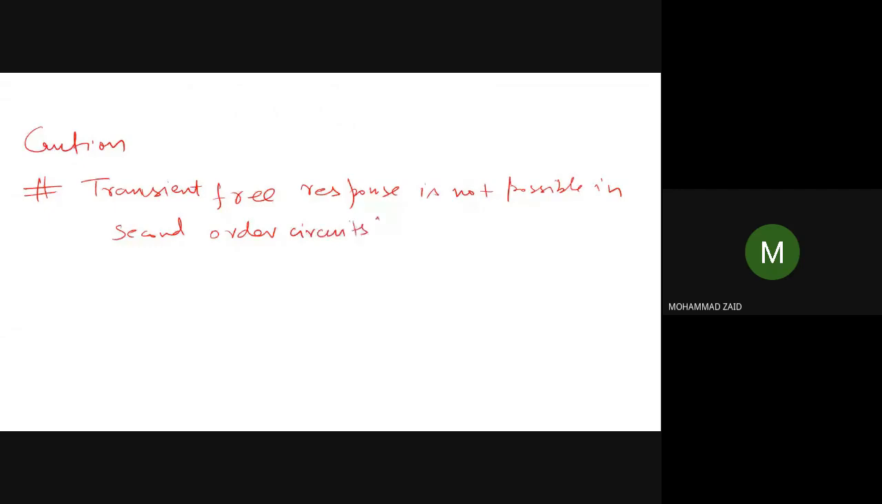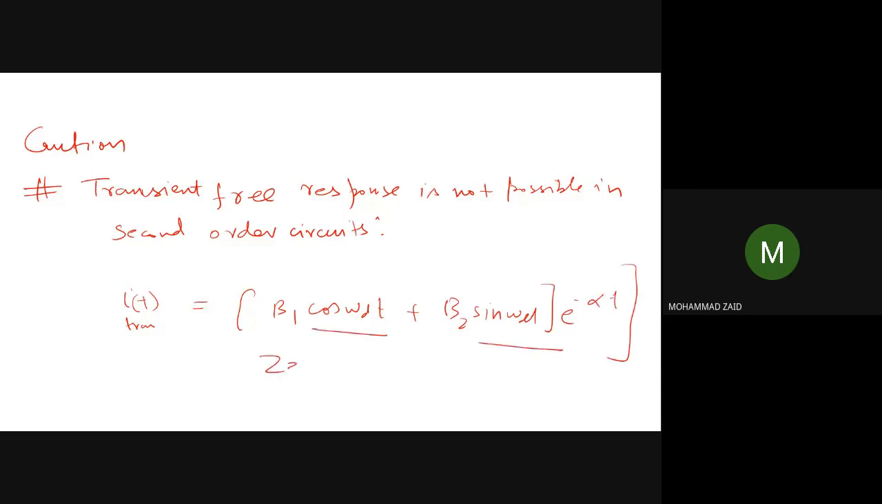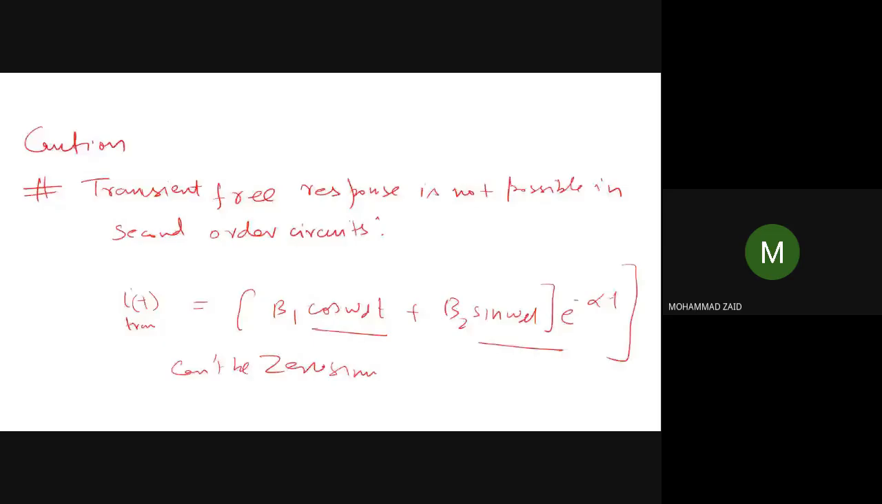Because in a second order circuit, if you have an underdamped response, the transient will be, as you have already written, B1 cos of omega dt plus B2 sine of omega dt, e to the power minus alpha t. This you have already written in the previous class. So cos and sine cannot be zero. The steady state response will be the same.